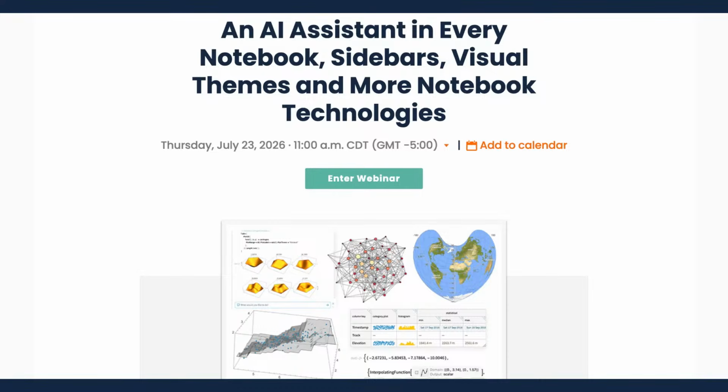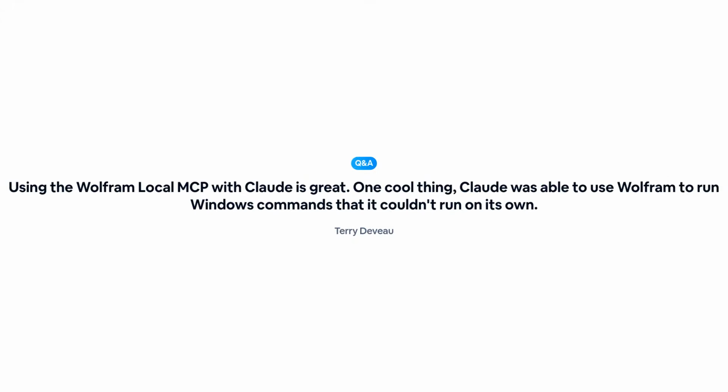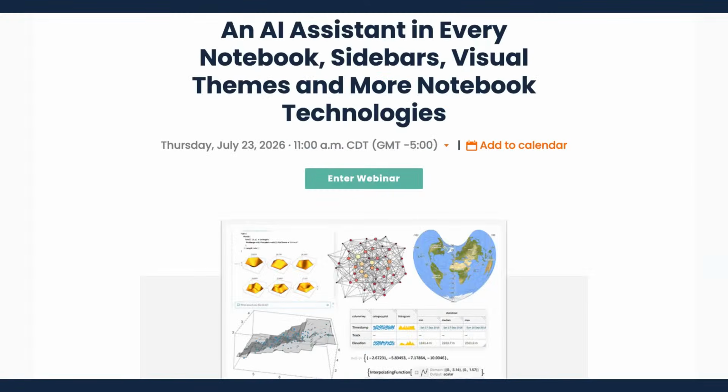Using the local Wolfram MCP with Claude is great. One cool thing, Claude is able to use Wolfram to run Windows commands that it couldn't run on its own. Yes, that's both a blessing and a curse. As with anything, you need to be careful and pay attention whenever the LLM is asking, do I have your permission to do this thing? Because it will find ways to do things that you might otherwise think it couldn't do.